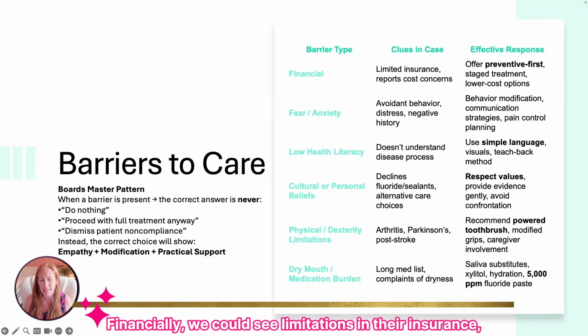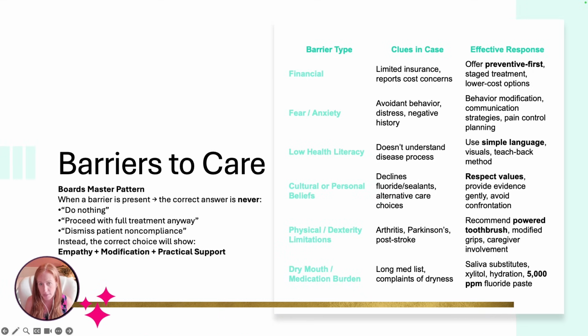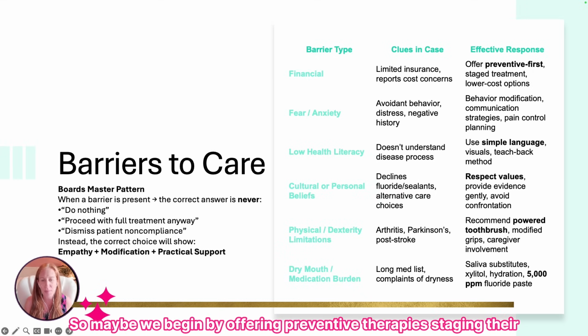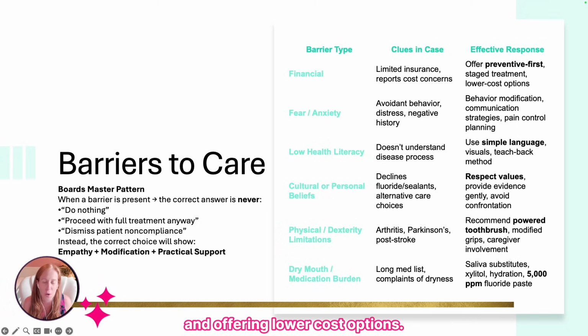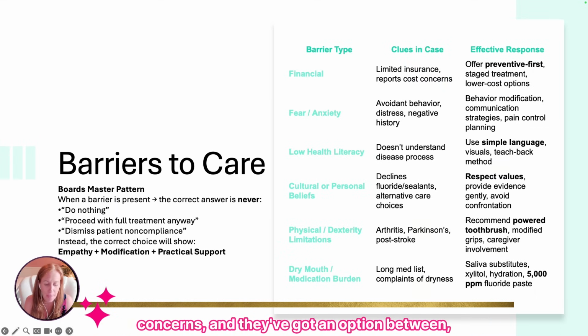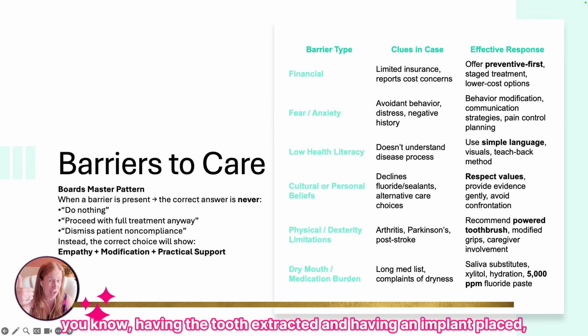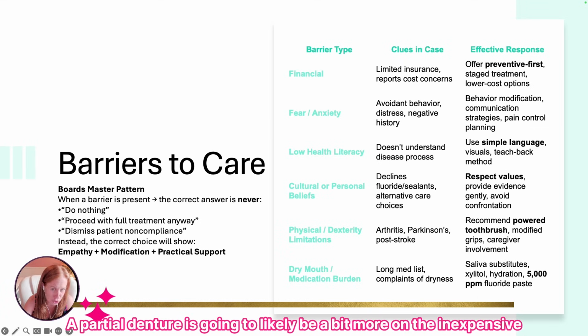Financially, we could see limitations in their insurance, or they'll say things like, I'm really concerned about cost. So maybe we begin by offering preventive therapies, staging their treatment, starting with the most concerning and going one by one, and offering lower cost options. So an example of that could be a patient who reports cost concerns and they've got an option between having the tooth extracted and having an implant placed, or having that tooth extracted and having a partial denture.